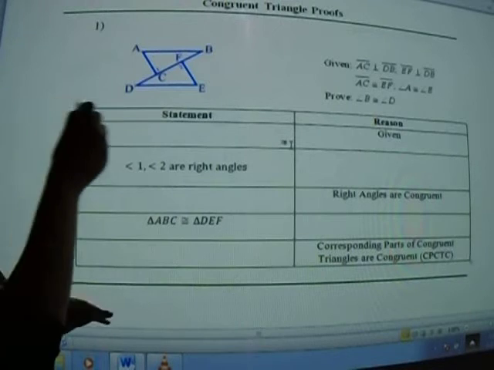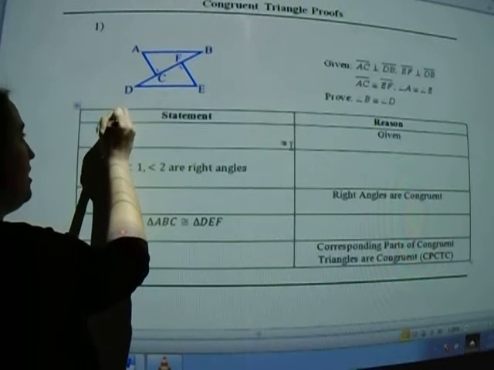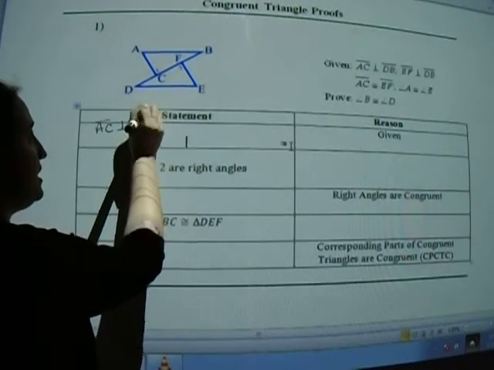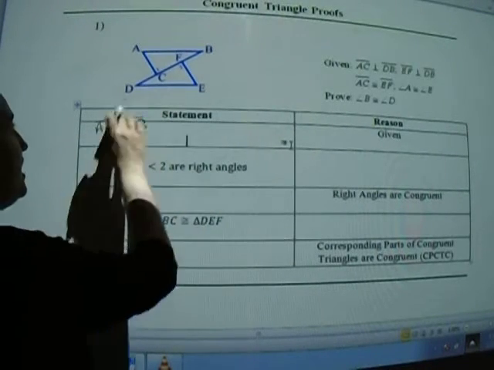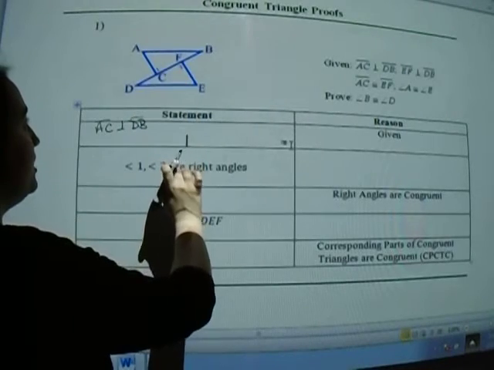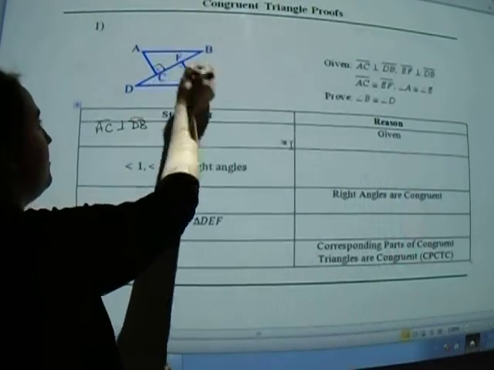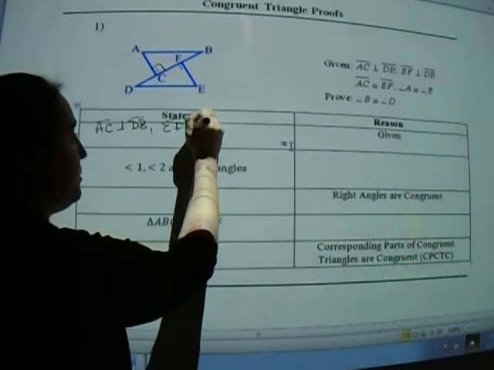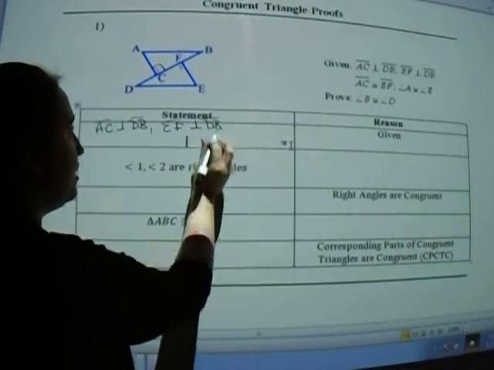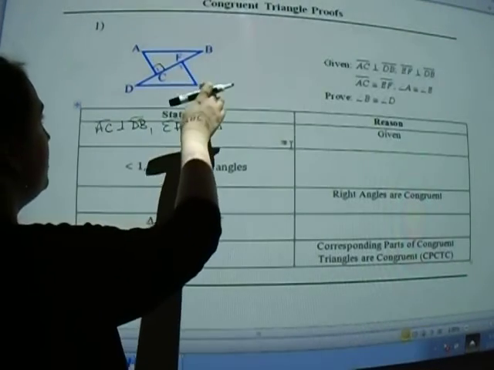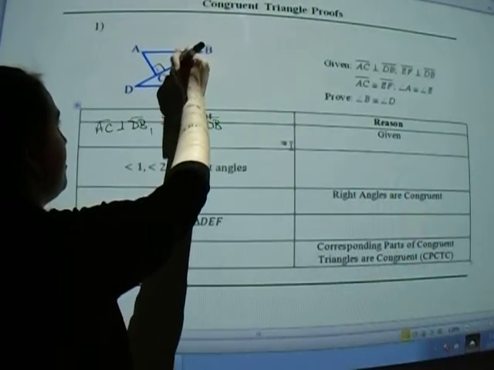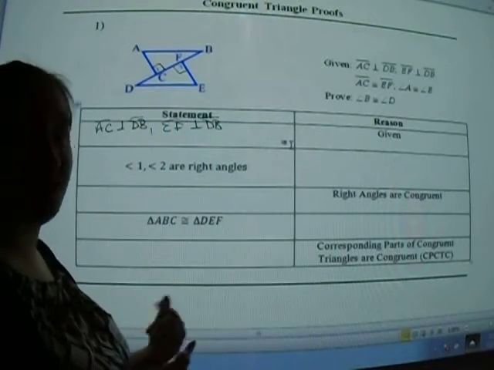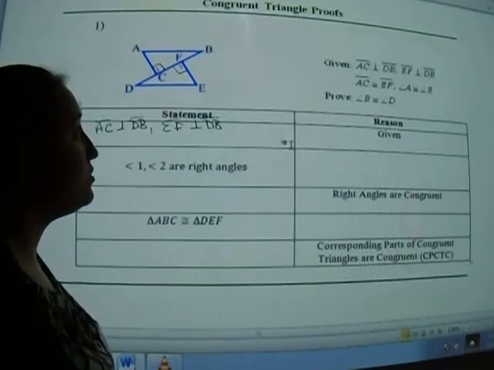Alright, so our given is line AC is perpendicular to line DB. So we know, since AC is perpendicular to DB, this is a right angle. EF is perpendicular to DB. So we know EF, DB, this is also a right angle, because the definition of a perpendicular line means it forms a right angle.